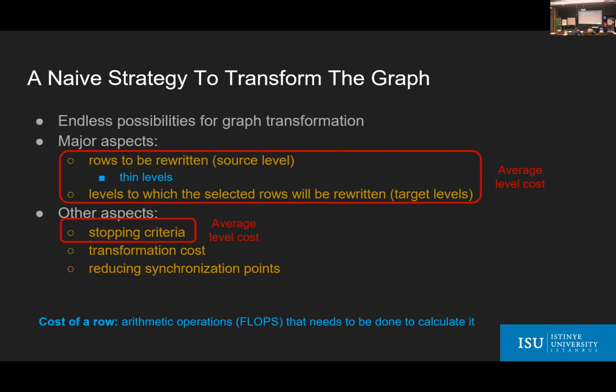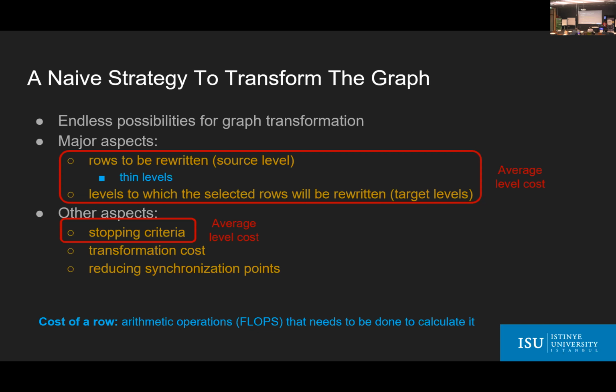For the major aspects and the stopping criteria, we use the average level cost. I'm sorry if the red one is not really visible to you. So that's the average level cost. If a level's cost is smaller than the average level cost, that means it's a thin level and it's subject to the rewriting method. So we select both the source levels and the target levels from the thin levels. And we also use it as a stopping criteria. Whenever a target level's cost reaches the average level cost, we can stop there.